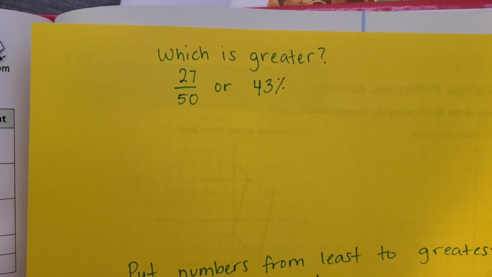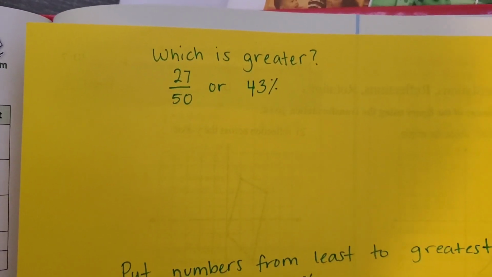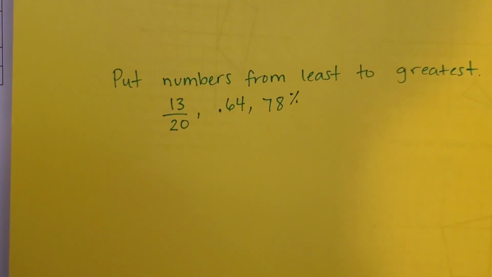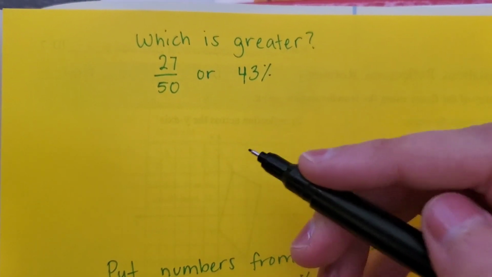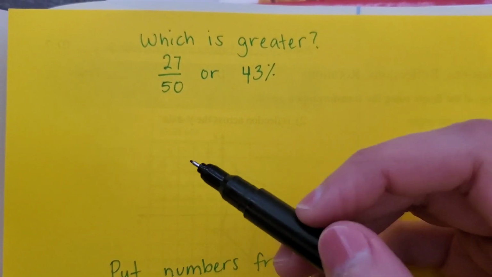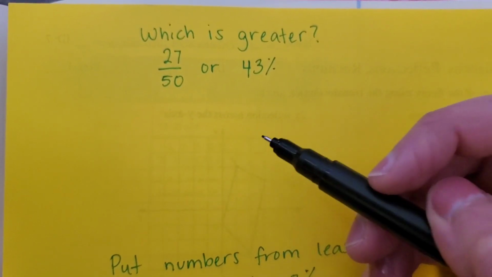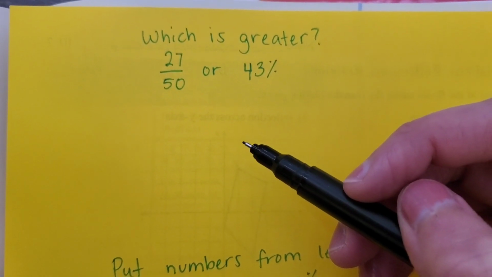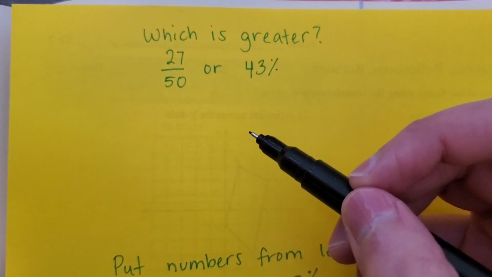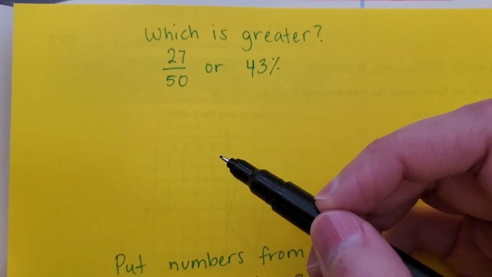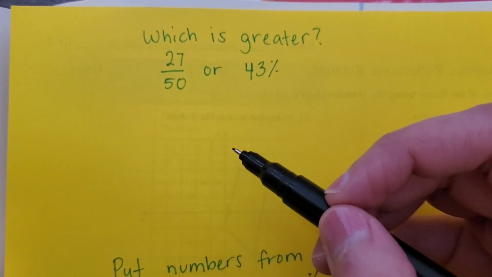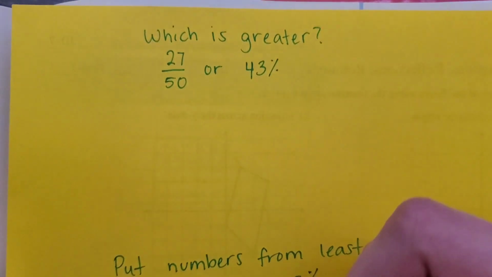Hey guys, I'm going to be showing you how to compare two numbers and also how to put them in order from least to greatest. There are three different forms you might come across: a fraction, a decimal, or a percent. My advice is that the easiest way to go about these problems is to change the numbers to decimals. It's the easiest thing you could possibly do.